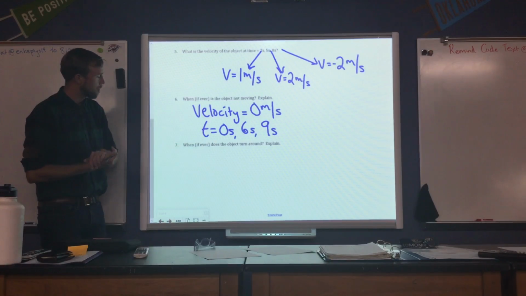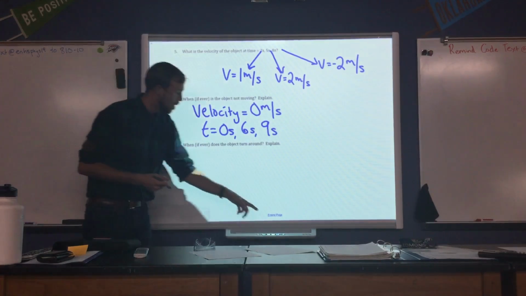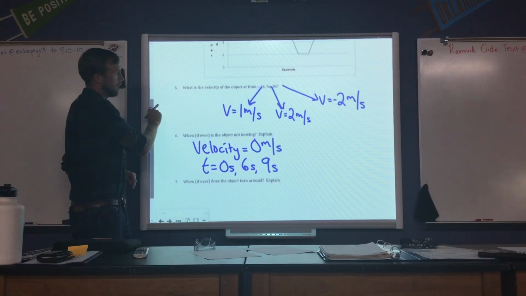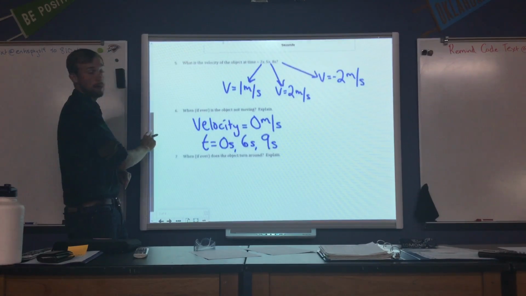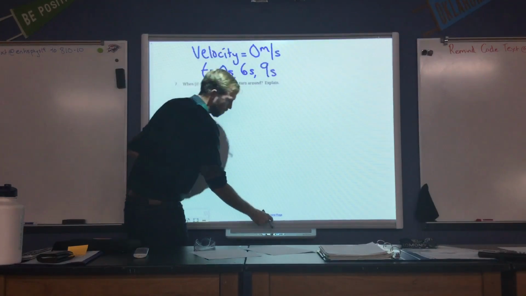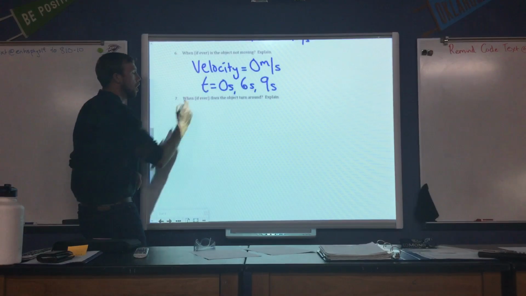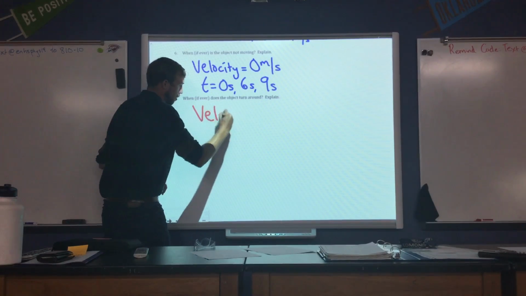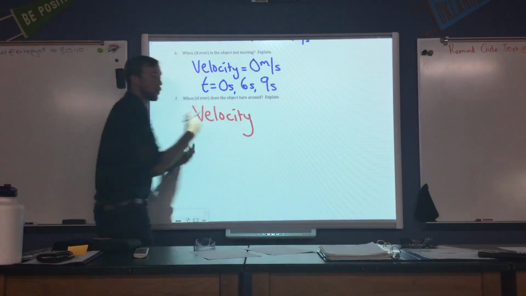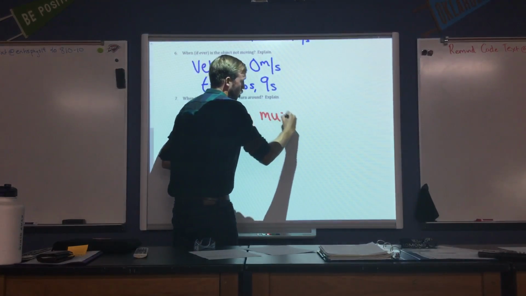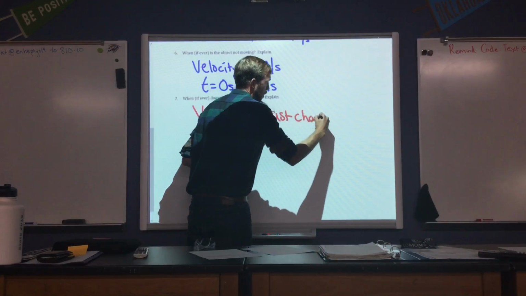Okay, we'll move on now to number 7. It says, when and where does the object turn around? I'm going to come back and, oh, no, don't do that. Oh, there we go. Sorry, sometimes the smart board is a little sensitive, as you've seen in class. So, when and where does the object turn around? Well, by definition, in order for an object to turn around, what has to happen is that our velocity must change sign.